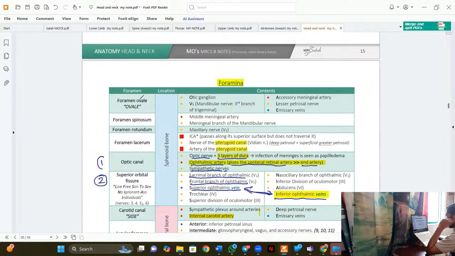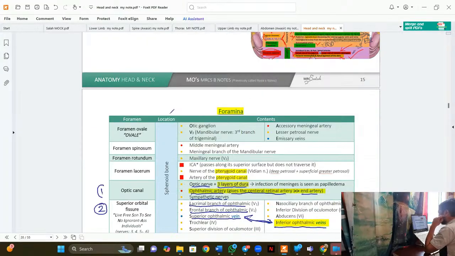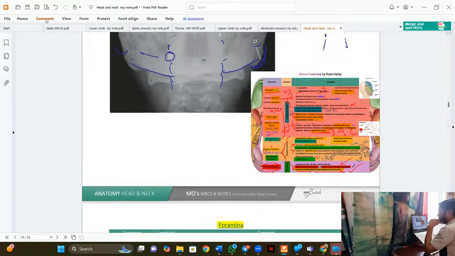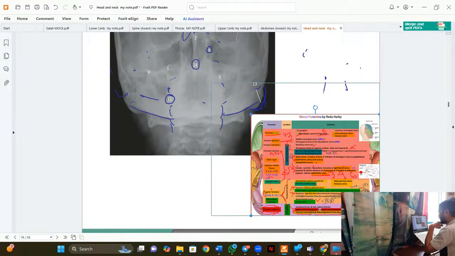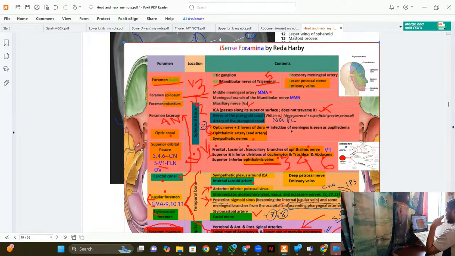Foramina. We will have a very rapid look. Foramen ovale. This is my chart. I like this one. Foramen ovale contains the otic ganglion, the mandibular division of the trigeminal nerve, accessory meningeal artery, lesser petrosal nerve and emissary vein.